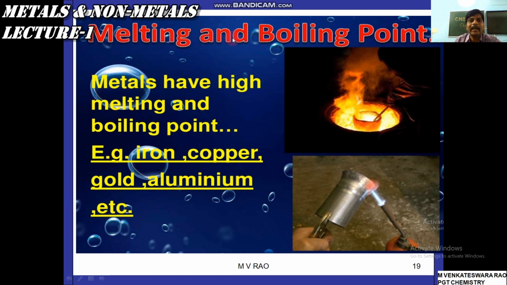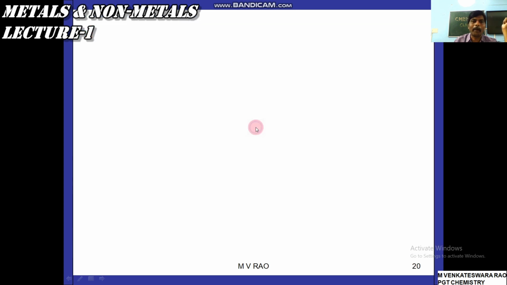Next one is melting and boiling points. The next property of metals is melting and boiling point. Metals have high melting points and boiling points. Example, iron, copper, gold, aluminum, etc. have high melting points and boiling points. Some metals have low melting points and boiling points, like alkali metals. In the middle of the periodic table, the transition metals have high melting points and boiling points.